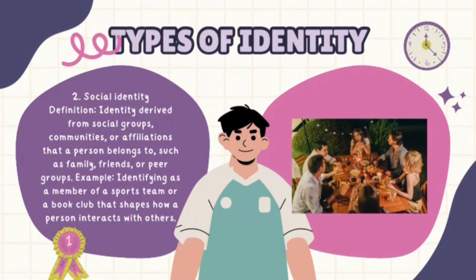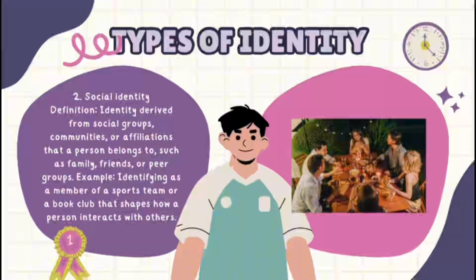2. Social identity is identity derived from social groups and affiliations such as family, friends, or peer groups. For example, identifying as a member of a sports team or a book club that shapes how a person interacts with others. And my own example, I joined a fandom from K-pop, and we have friends with the same interest in the groups, we have a lot of things in common, we have the same bias, and so on.